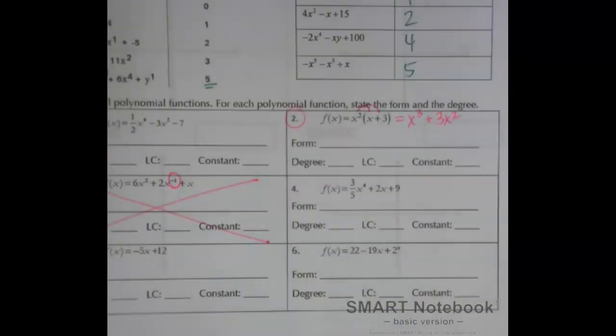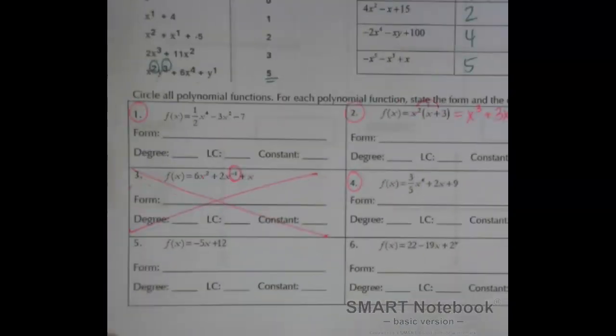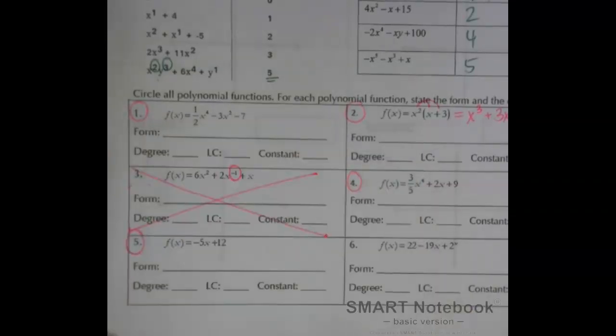What about example 4? Is that a polynomial? Yeah, it looks like a polynomial. It has that same form like we saw on top. What about number 5? Yeah, this is a linear function technically, but it's in the form of a polynomial. I said that at the very beginning of class.